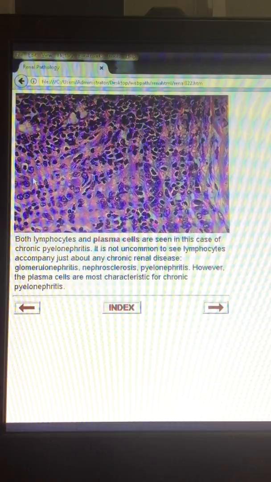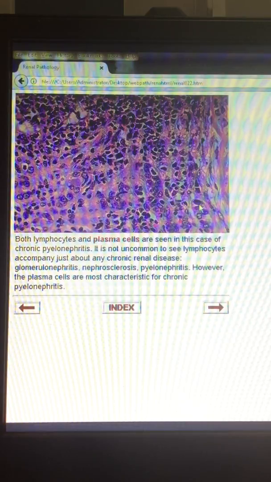Higher magnification of the previous one, showing the lymphocyte aggregation or lymphocyte infiltration of the interstitium, along with what we have here, plasma cells. So chronic inflammation with lymphocytes can be seen in other conditions, not only chronic pyelonephritis. Also you can see it in glomerulonephritis, nephrosclerosis. But the most characteristic feature of chronic pyelonephritis is the presence of plasma cells. Plasma cells should be there to call it a chronic pyelonephritis.